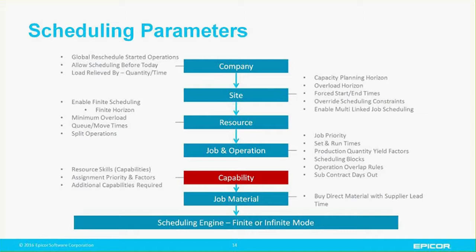Finally, at the job material level, buy direct lead time is used and is set when materials are flagged to be bought direct to a job rather than to stock, so that this lead time can be built into the schedule. The default lead time comes from the supplier lead time for the part.